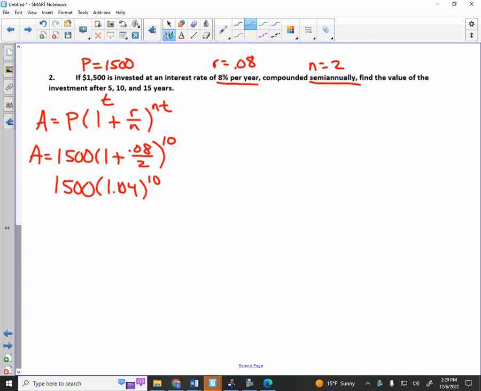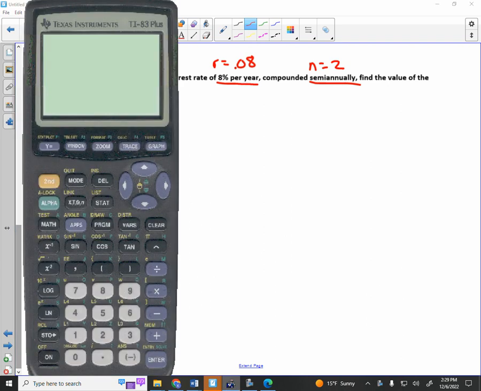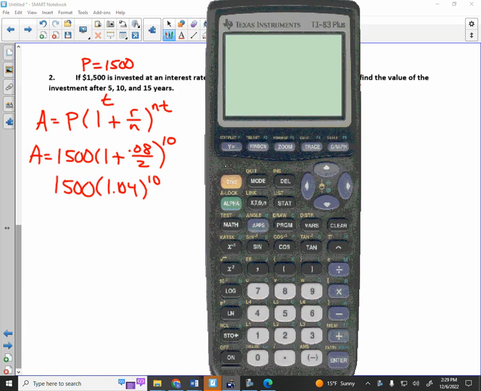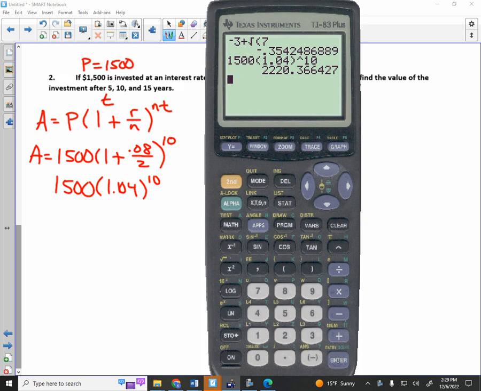We've got that. Now I've got to use my calculator for that, right? Okay, so let's see how much that investment's worth. I take out my handy-dandy calculator, and I type in second quit, 1,500 times parentheses, 1.04 raised to the 10th power. And I get a grand total of $2,220.37. Any question how I calculated that?